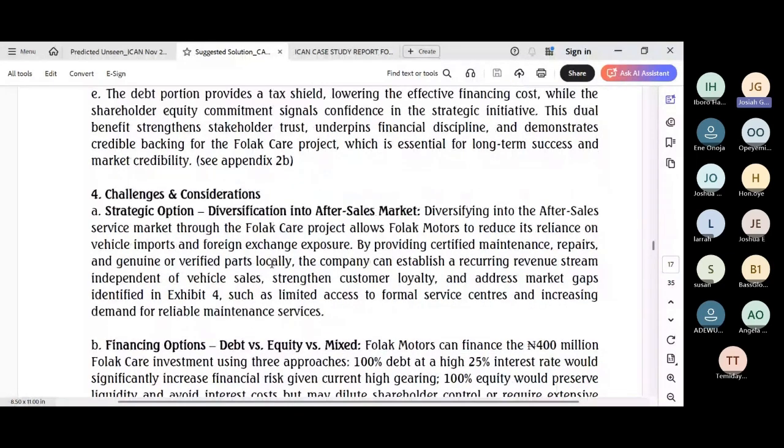Now, for challenges and considerations, we're looking at areas around diversification into the after-sales market. The strategic option here is that diversifying into the after-sales service market through Folak allows Folak Motors to reduce its reliance on vehicle imports and foreign exchange exposure. So this is a consideration here.